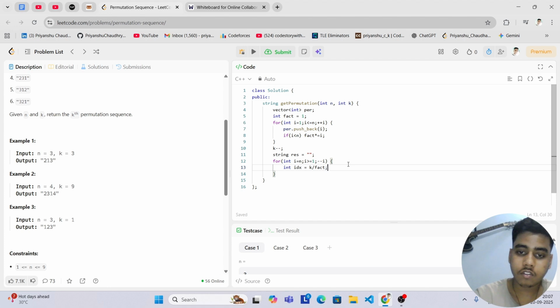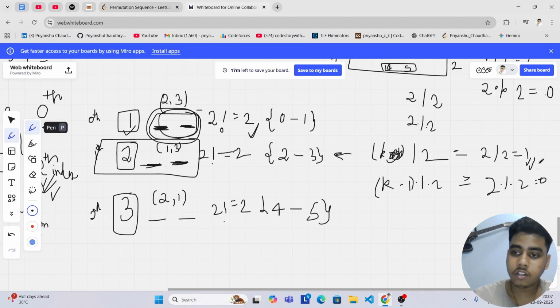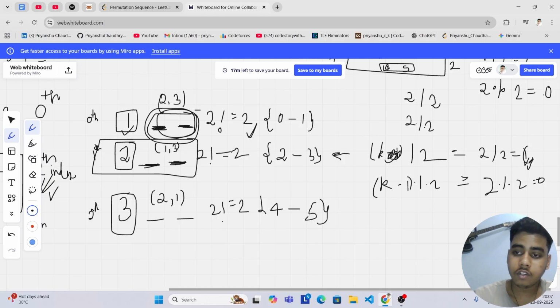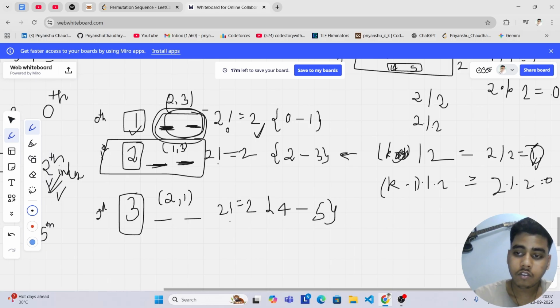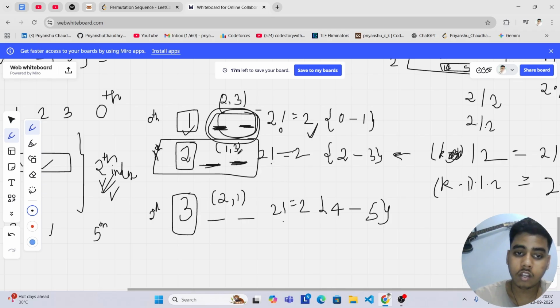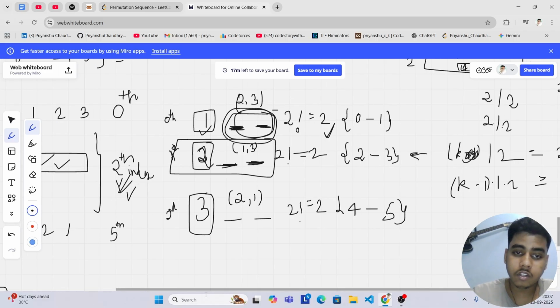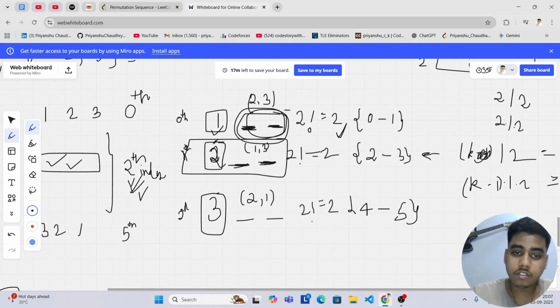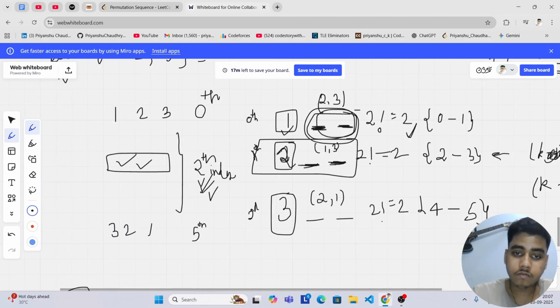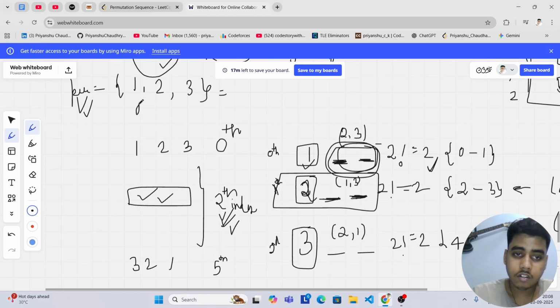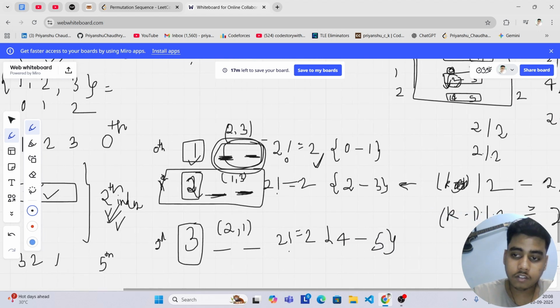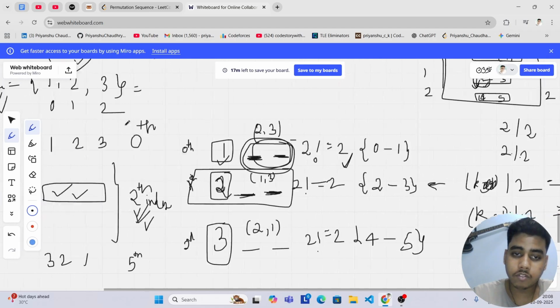Now this element, k divided by 2, will give us 1. So I know that the 1st block will be having our 2nd index, our kth index element. So here the starting element is 2. So in the permutation array of 0, 1, 2, this 2, what I found is that k divided by 2 is 1.